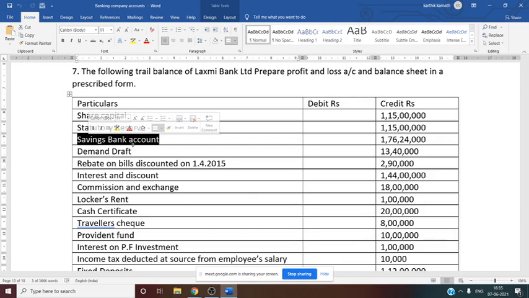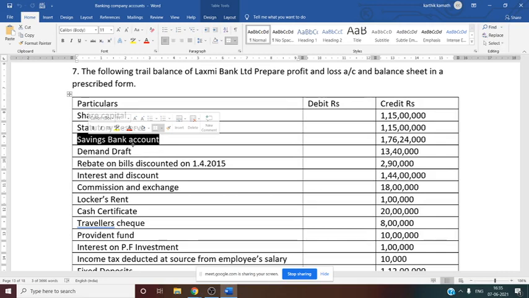So income tax, we know one is provision. If provision is mentioned, provision you have to consider in the P&L account. Then income tax you can consider under other liabilities and provision, that is schedule number 5 in the balance sheet. Schedule number 5 you have to consider this.